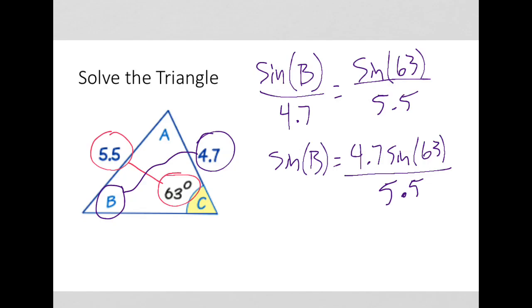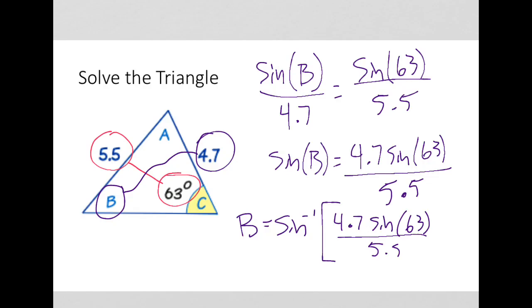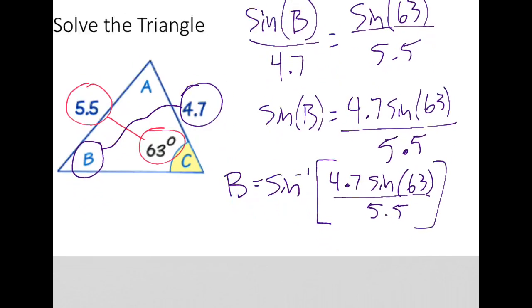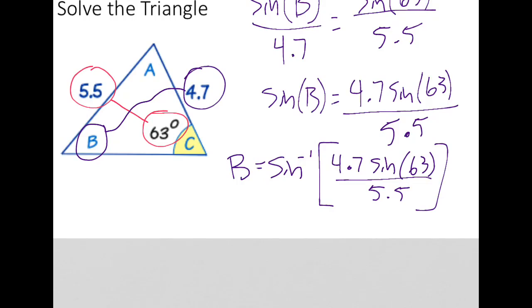And so, what we now need to do is take the inverse sine of both sides. On the left, that will give us B, and on the right, we'll have the sine inverse of that whole mess, 4.7 times the sine of 63 divided by 5.5. And on your calculator, I would type it like this. I would hit second sine to get your sine inverse. It'll give you a parenthesis like that.